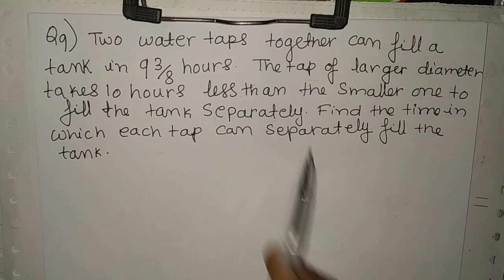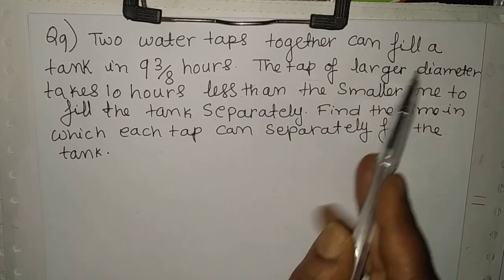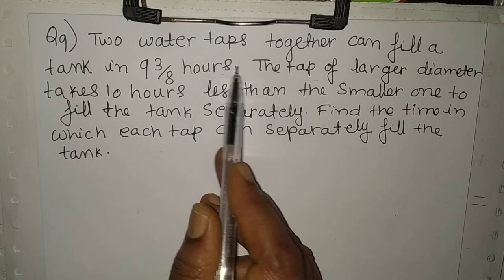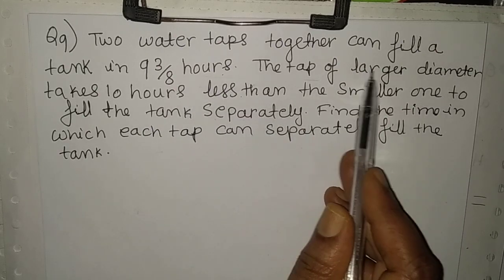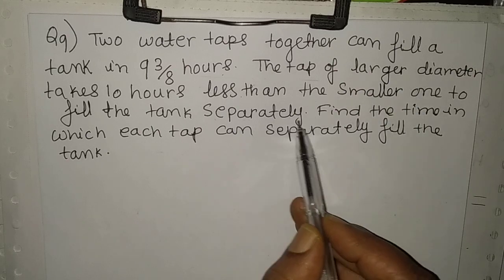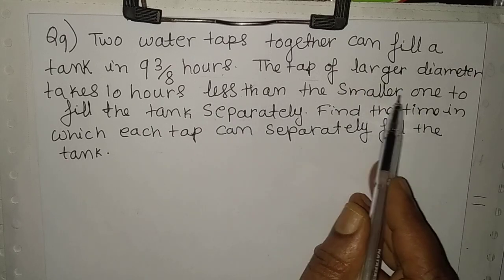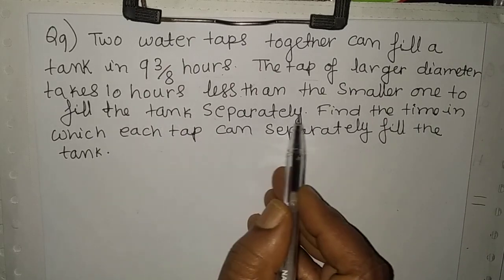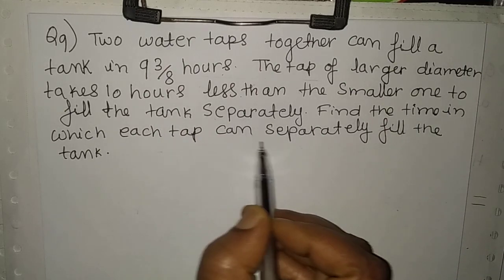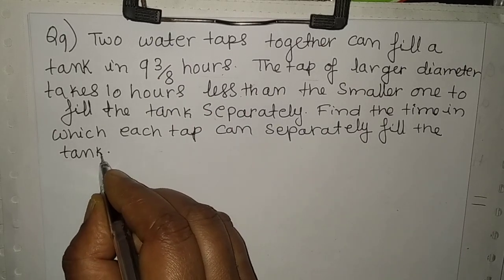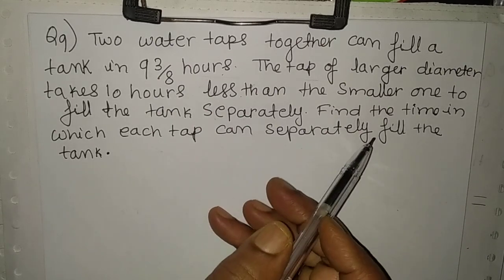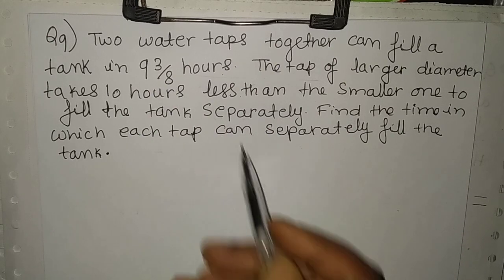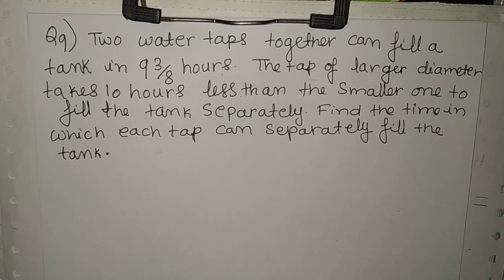The next question is: two water taps together can fill a tank in 3 by 8 hours. The tap of larger diameter takes 10 hours less than the small one to fill the tank separately. Find the time in which each tap can separately fill the tank. So we have to find the time in which each tap can separately fill the tank. We'll see what the solution is.